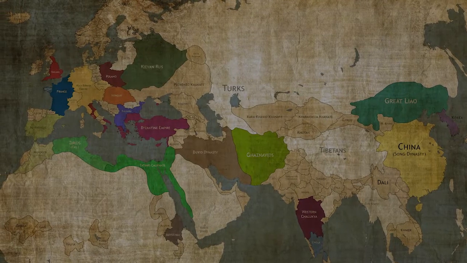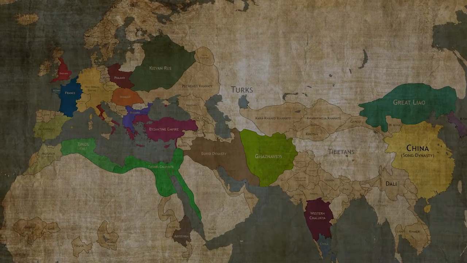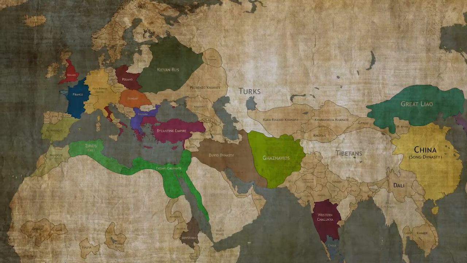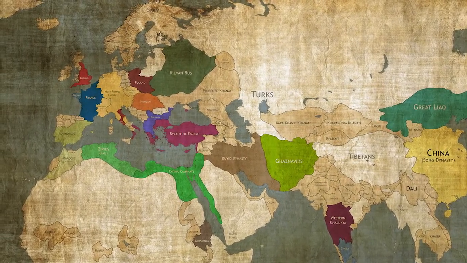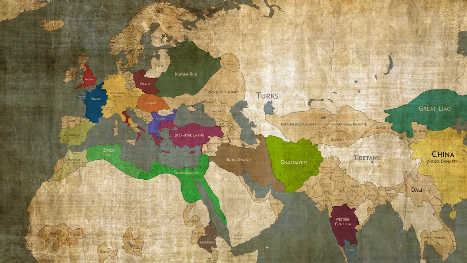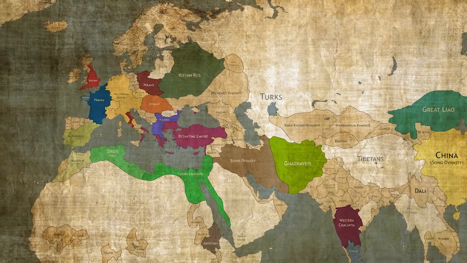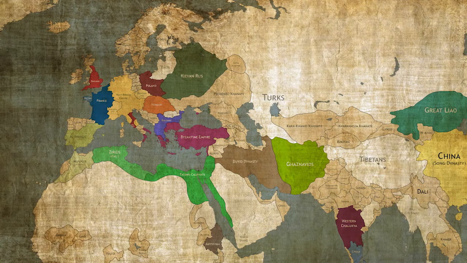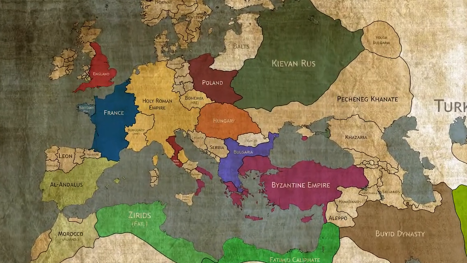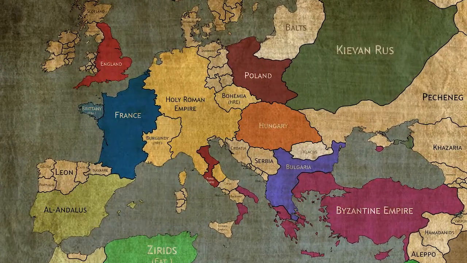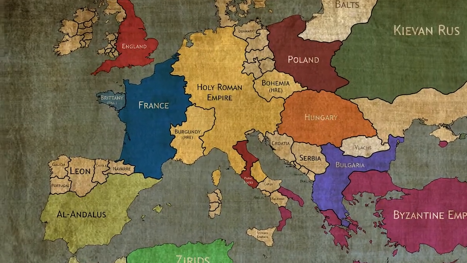We're gonna briefly look at the world map in 1080, analyzing all the players on the world stage. Then we're gonna go over the list of things and events which occurred one by one, all the way until the end of the 11th century and the beginning of the 12th century, starting from the west and going slowly to the east. Starting from the Iberian Peninsula.